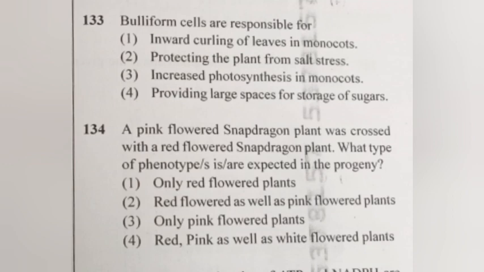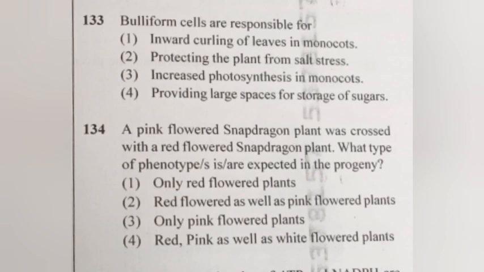133. Bulliform cells are responsible for 1. Inward curling of leaves in monocots, 2. Protecting the plant from salt stress, 3. Increased photosynthesis in monocots, 4. Providing large spaces for storage of sugars. Answer 1. Inward curling of leaves in monocots.